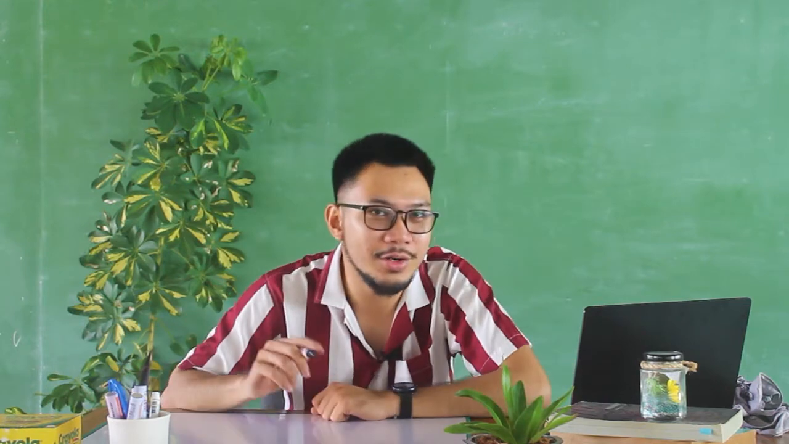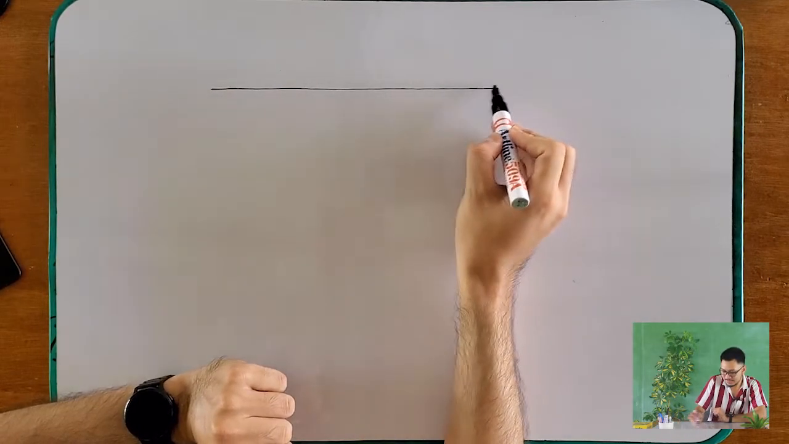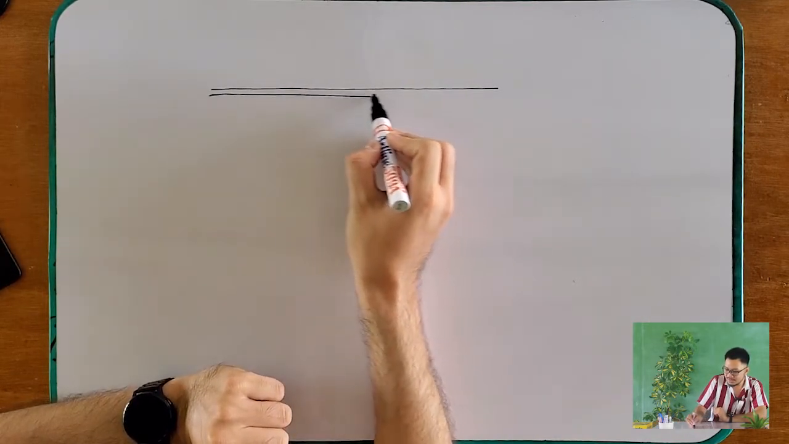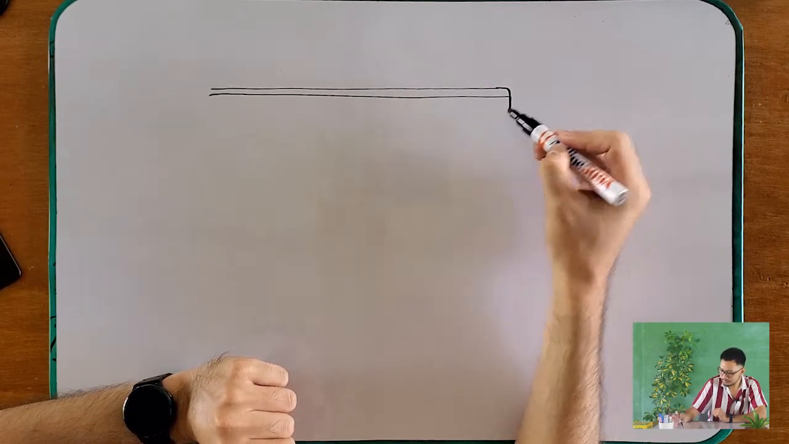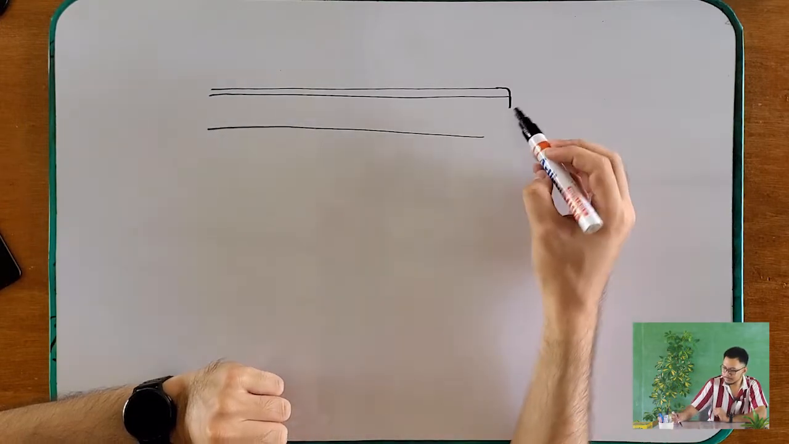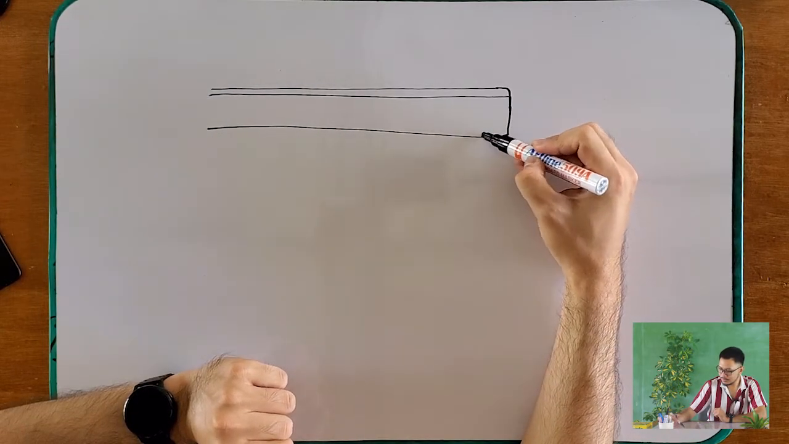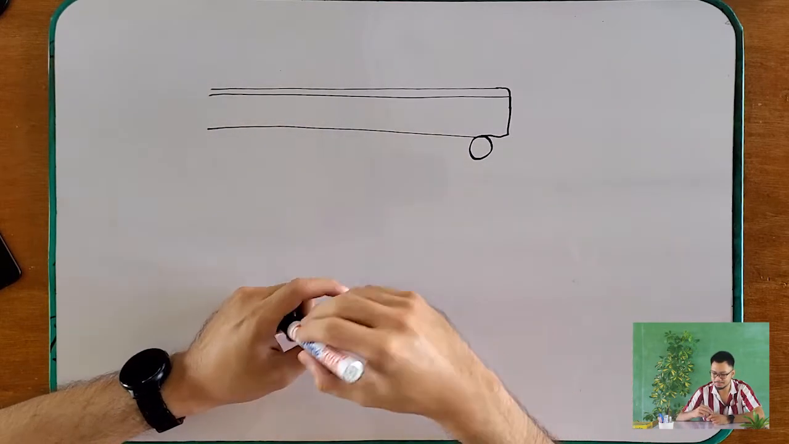So now, what are these three support reactions for your beams? We have first here a roller support. A roller support looks like this. So for example, if this is your beam, then basically this one is your roller support.